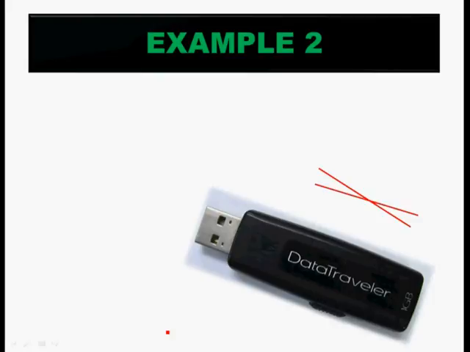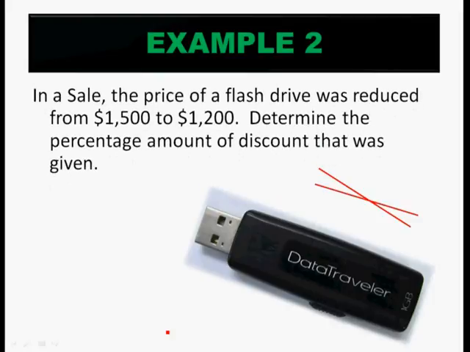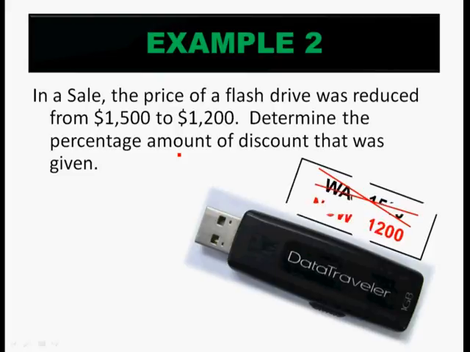Example number 2. It says, in a sale, the price of a flash drive, you call it a thumb drive, was reduced from $1,500 to $1,200. See that? It said was $1,500, now $1,200.